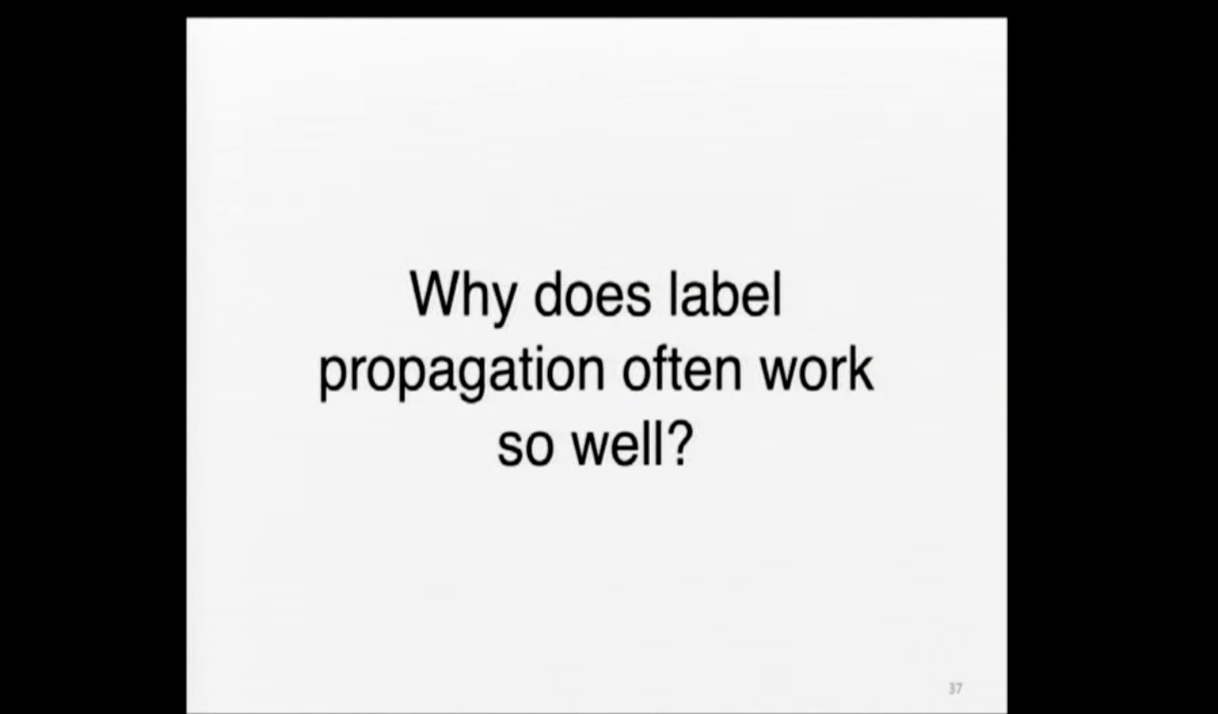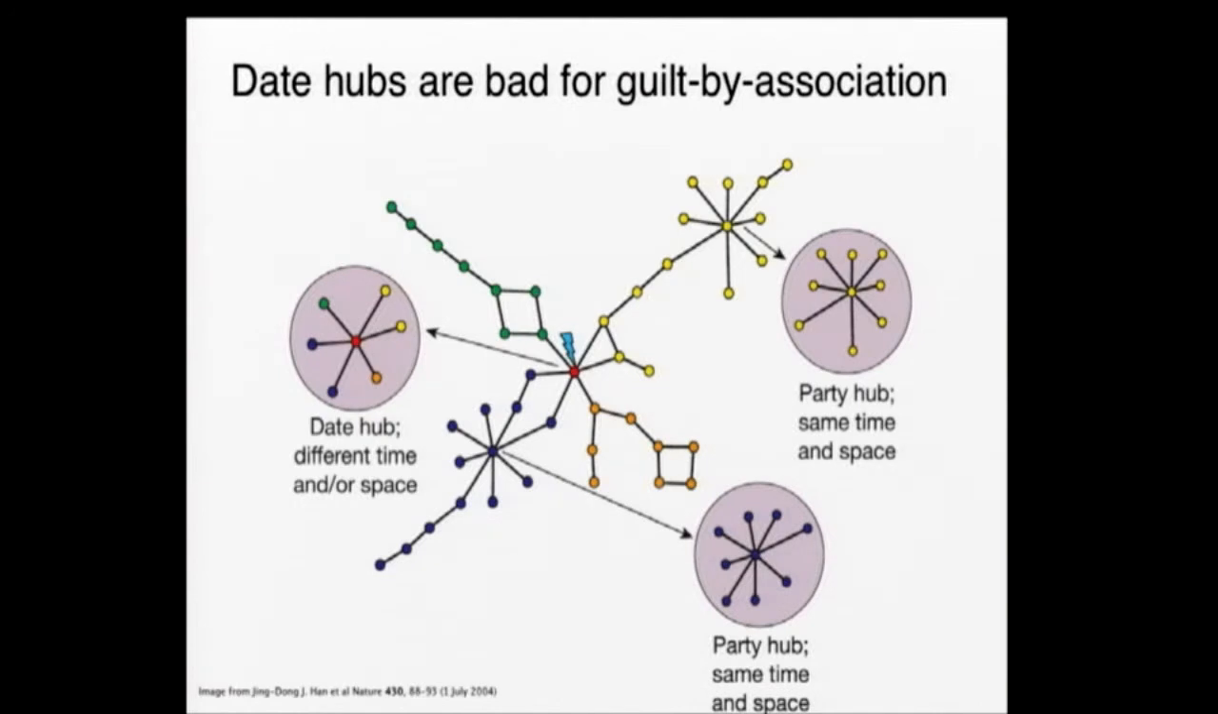Okay, so the question is, why does label propagation often work so well? I think there are two properties of biological networks and a lot of other networks that make it work well when just looking at your neighbors and seeing what their labels are doesn't work well. One is this idea of date hubs. And whether or not you believe this specific paper, a lot of people like this paper a lot.